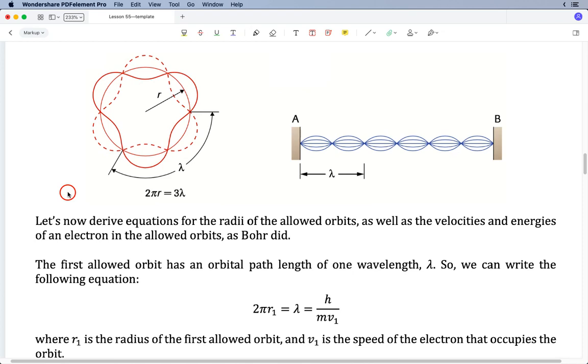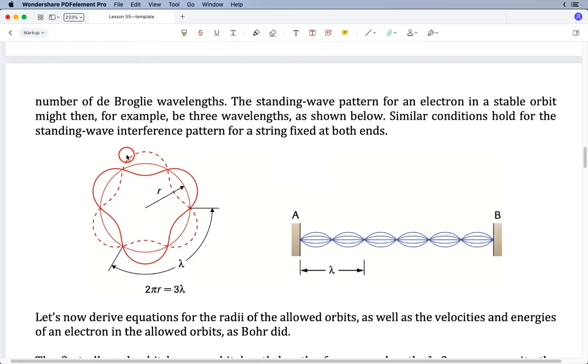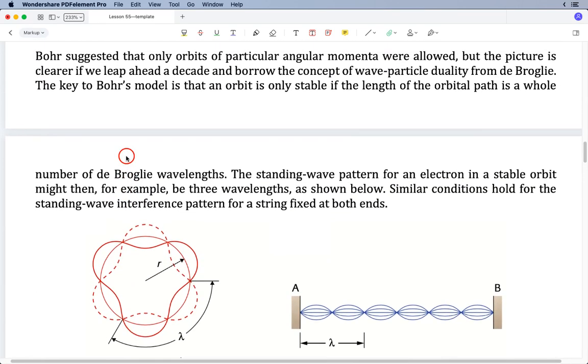Okay, the idea in Bohr's model basically was that, I'll just scroll up here.